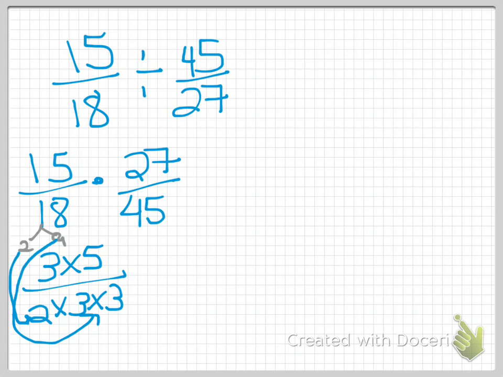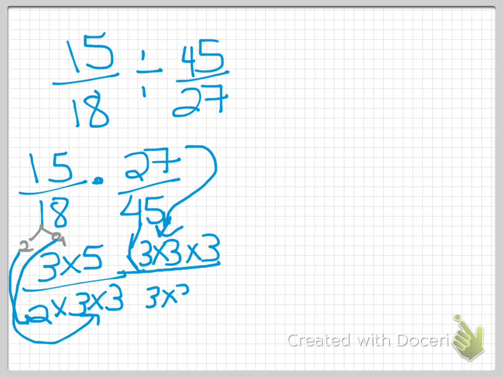Okay? And then 27, how can I write 27? 27 here is 9 times 3, but 9 is 3 times 3. That's 9 times 3. Okay? And what about 45? 45 is 9 times 5. So there 9 is 3 times 3 times 5.